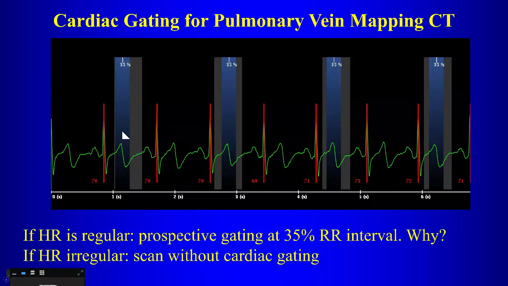So out here is when the atria is enlarging, and we want to catch the atrium when it's at its largest point. This is also one of those cardiac imaging studies that you can do without cardiac gating. So if the heart rate is irregular, if the patient is in atrial fibrillation at the time that we have to do this, often we will do this without cardiac gating. So this is one of the few cardiac studies that you really can do without cardiac gating.